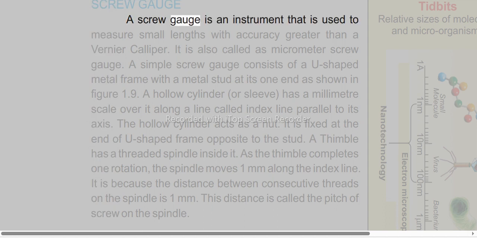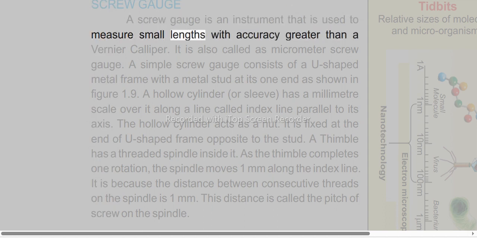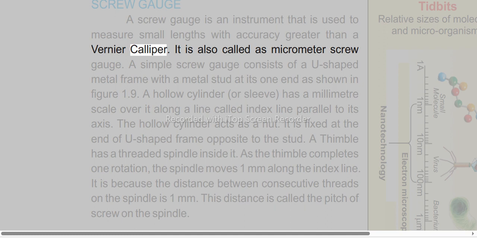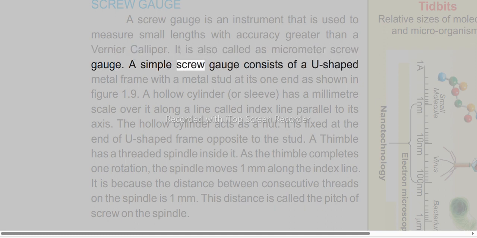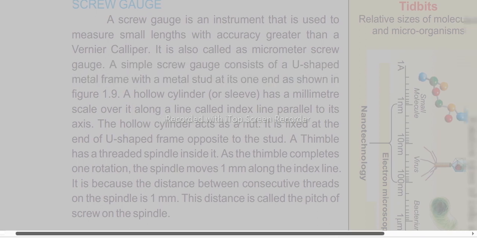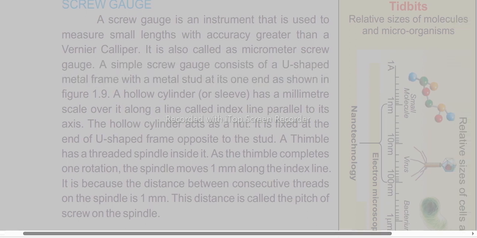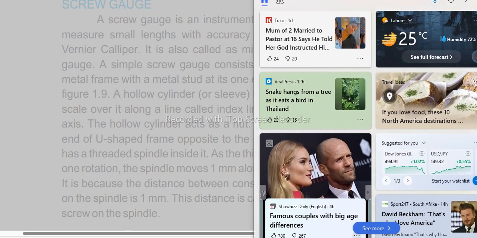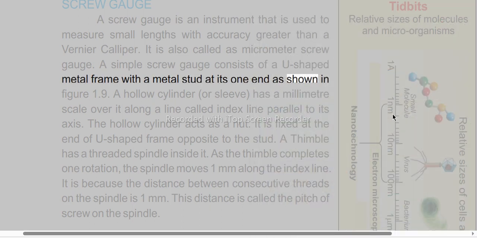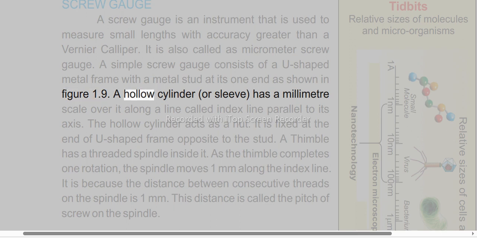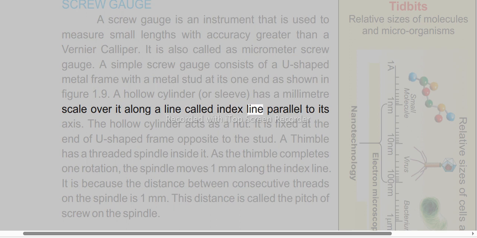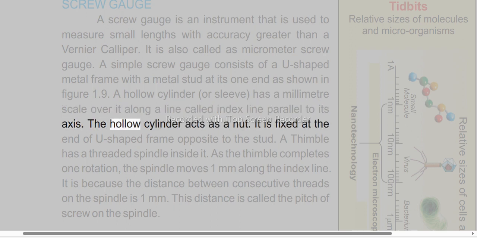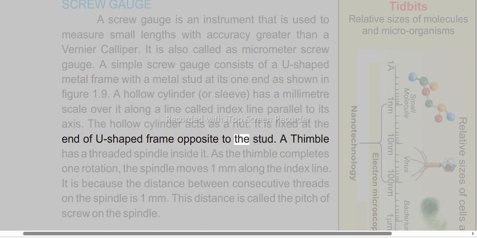Screw gauge. A screw gauge is an instrument that is used to measure small lengths with accuracy greater than a vernier caliper. It is also called a micrometer screw gauge. A simple screw gauge consists of a U-shaped metal frame with a stud at its one end as shown in figure 1.9. A hollow cylinder, or sleeve, has a millimeter scale over it along a line called index line parallel to its axis. The hollow cylinder acts as a nut. It is fixed at the end of the U-shaped frame opposite to the stud.